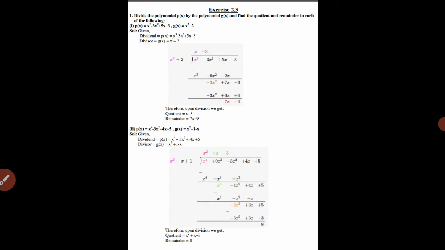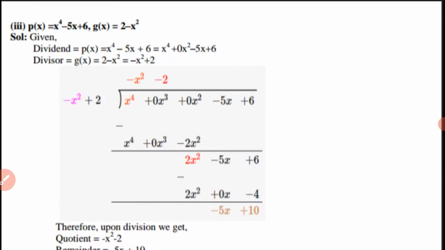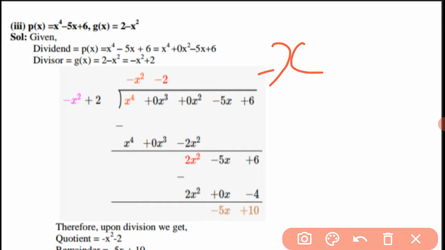Now after this, see its next part. The third part is also the same, that is x power 4 minus 5x plus 6, and g(x) equals 2 minus x square. So first we will write it in the standard form, that is minus x square plus 2. So we will divide x power 4 plus 0x cube plus 0x square minus 5x plus 6 by minus x square plus 2.